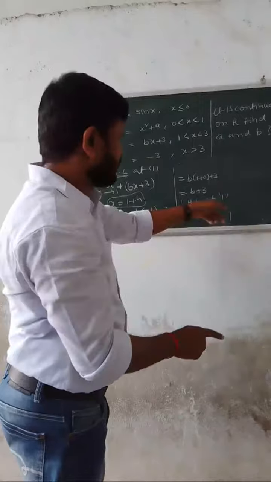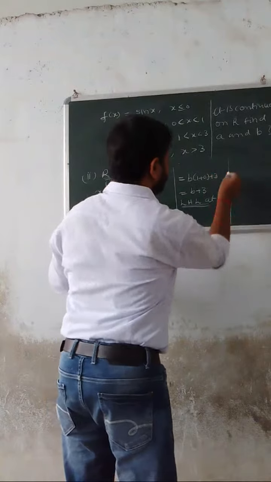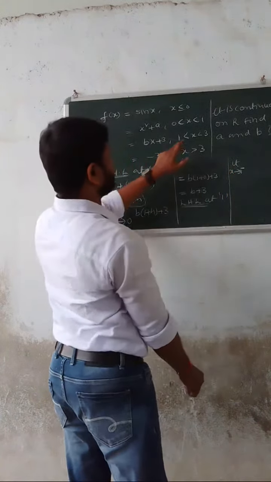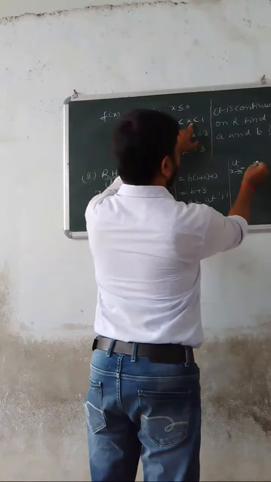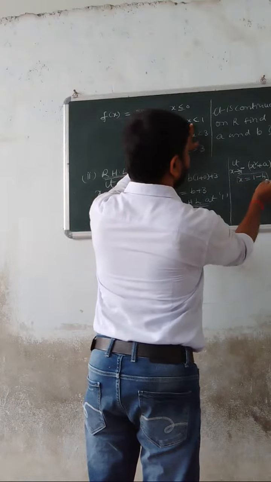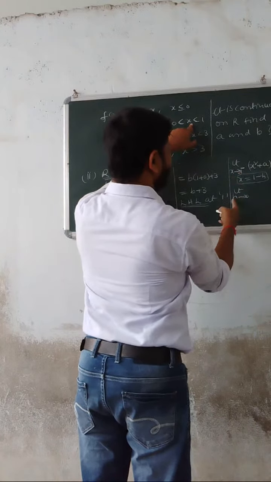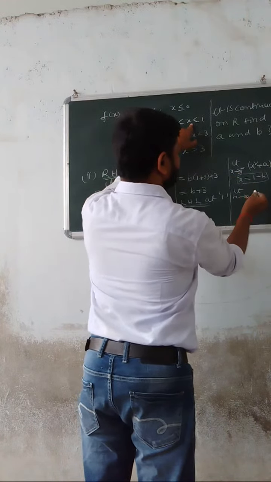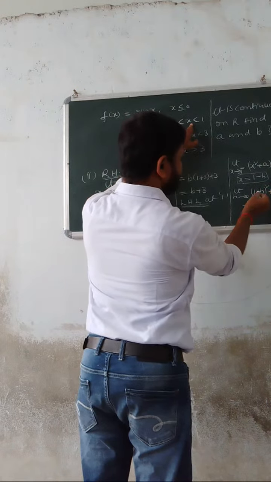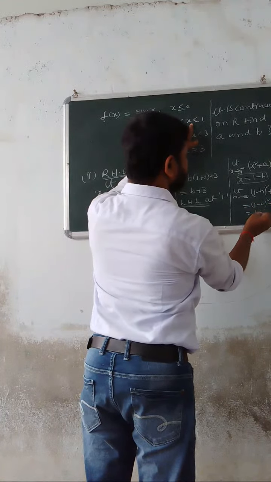Okay, you understand? What is the left hand limit? Observe this. Limit x tends to 1 minus, that is x less than 1. Yes, x less than 1, x square plus a. Here x is equal to what? 1 minus h. Now h tends to 0, x tends to 1. So x is equal to 1 minus h whole square plus a. Now h is 0, so 1 minus 0 whole square plus a, that is 1 plus a.